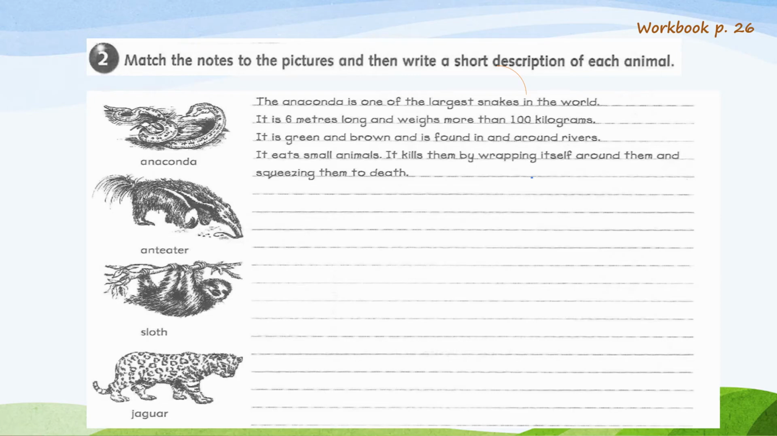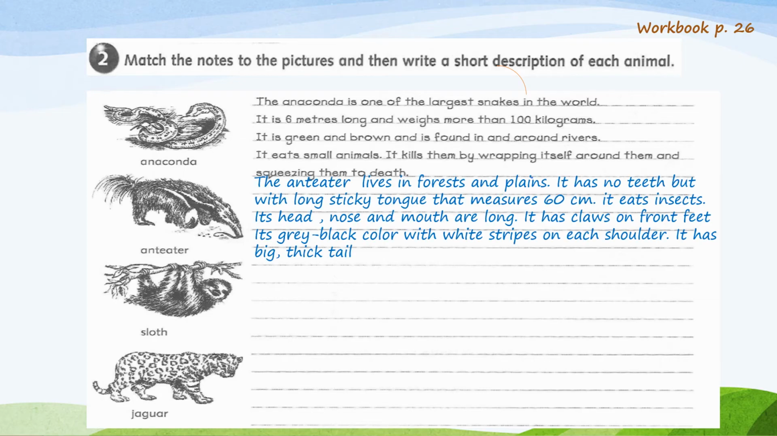So what about the anteater? If we base it on the description that was given there, we may be able to put it this way. The anteater lives in forests and plains. It has no teeth but has a long sticky tongue that measures 60 meters. It eats insects. Its head, nose, and mouth are long. It has claws on front feet. It's gray in color with white stripes on each shoulder. It has a big and thick tail.